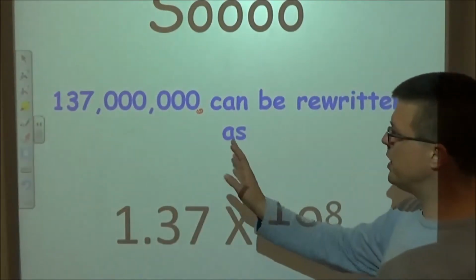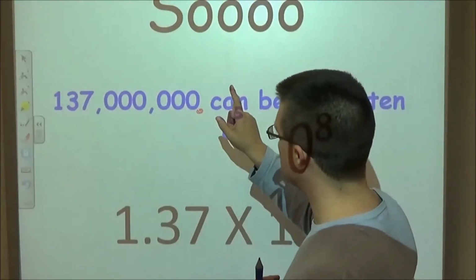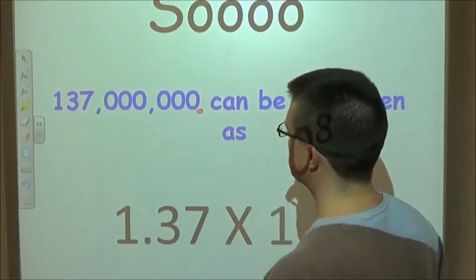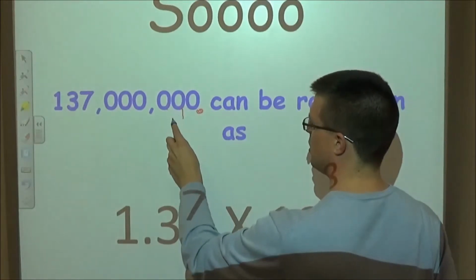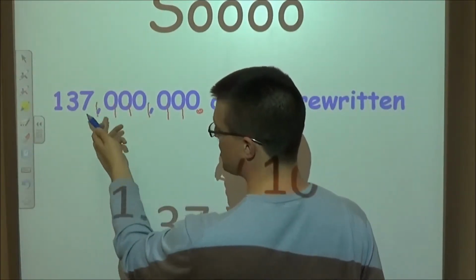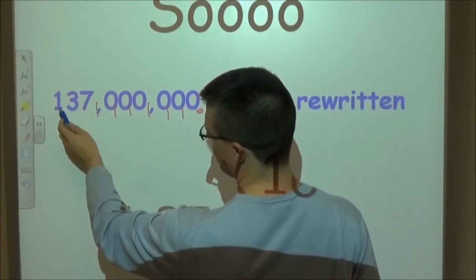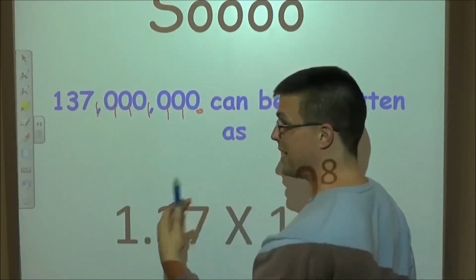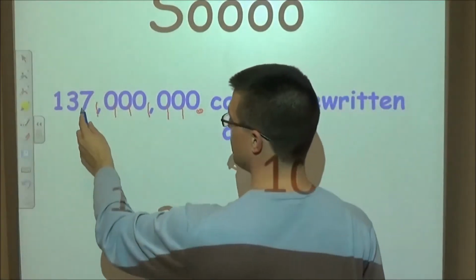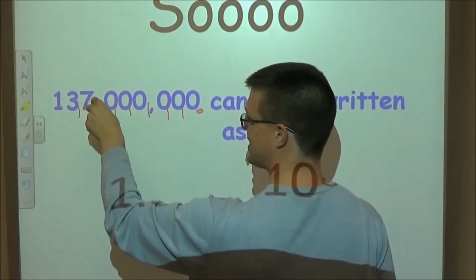The first thing we need is a number between 1 and 10. So what we're going to do is move this decimal until we get a number between 1 and 10. Now if we stopped here, that decimal would be 137. That's not between 1 and 10, so we keep moving. If we stop there, that would be 13.7.